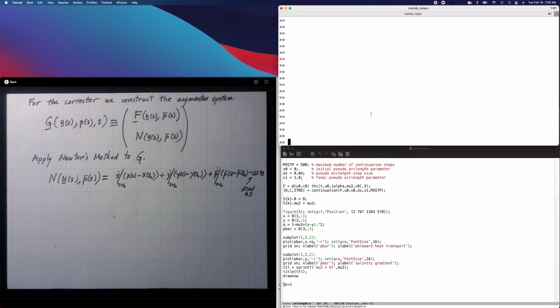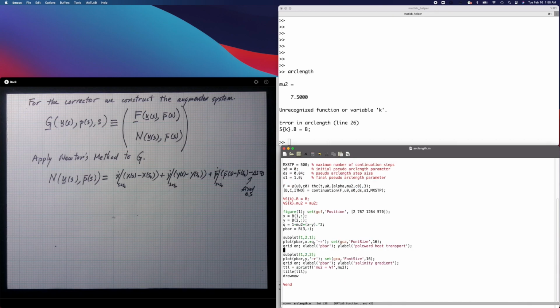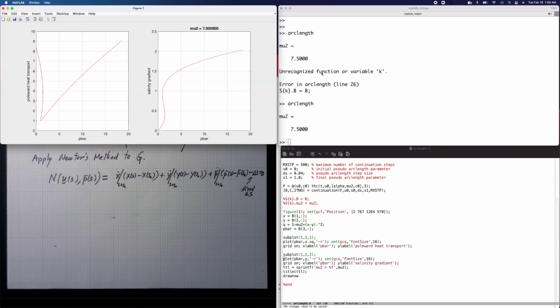Alright, so let me run this code so you can see how it works. Arc length. This I comment out. This I comment out. The rest, I think the rest is good. Arc length. Alright, so the solution computes very fast. This is the poleward heat transport as a function of P bar, and this is the salinity gradient. And you can see here these two nose points, and it fills in the solution in between.